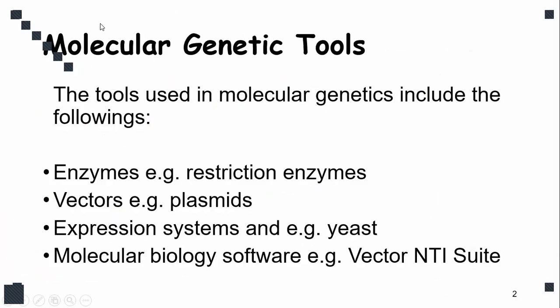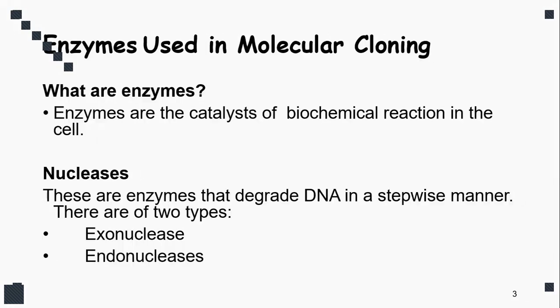So when we talk about the tools that we were talking about earlier on, we categorize them into these particular classes: the enzymes, restriction enzyme; the vector, the plasmid, the cosmid, up to yeast artificial chromosome. We are going to see that. Then the expression system, typically yeast, bacteria, E. coli, and other ones that we are going to see. Then molecular biology software, Vector NTI Suite, and many of them that we are going to come across.